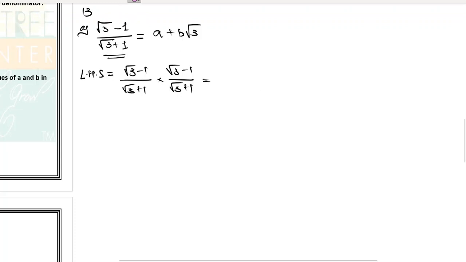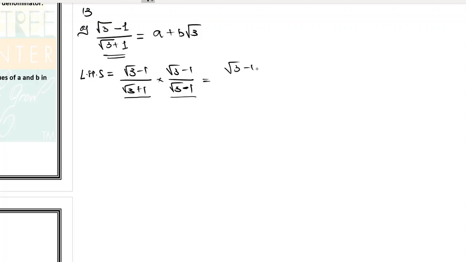So when I rationalize the denominator, I have to keep one thing in mind. Here, the sign of the conjugate will be opposite to that of the terms in the denominator. So if the denominator has root 3 plus 1, its conjugate will be root 3 minus 1. Right? So you have to multiply by root 3 minus 1 in the numerator and denominator.